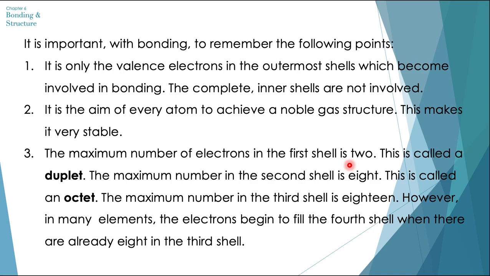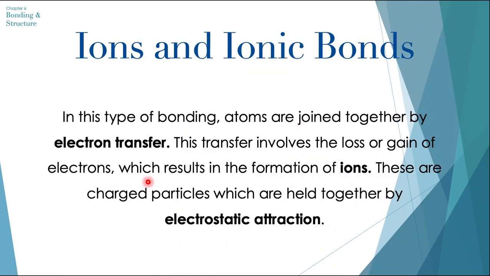Ions and ionic bonds. So there are 2 different types of bonds, first of all. One is the covalent bond and one is the ionic bond. So let's understand ions and ionic bonds first. In this type of bonding, ionic bonding, atoms are joined together by electron transfer. This transfer involves the loss or gain of electrons, which results in the formation of ions. These are charged particles which are held together by electrostatic attraction.